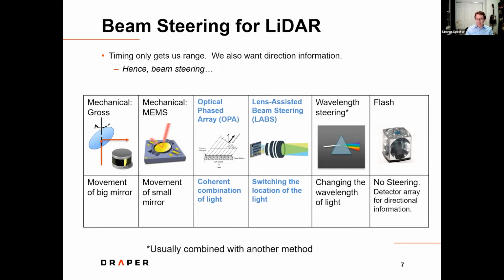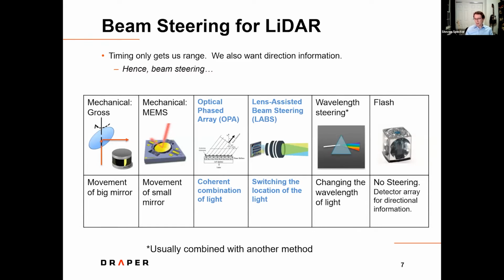The problem is it's a small mirror. And with a small mirror, you can only move so much light. That means you're not going to have a very well-defined beam, perhaps, and you can't collect a lot of light with this method either. So I'm going to skip to the other side and come back to the middle, because that's where the talk is. But I also want to bring up the last two methods, which are wavelength steering.